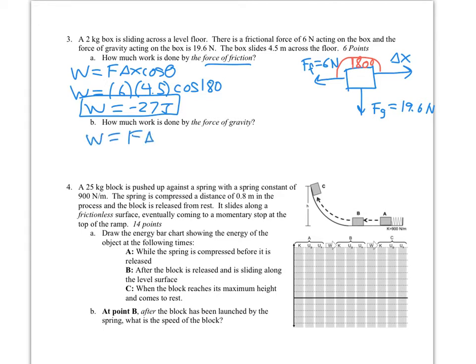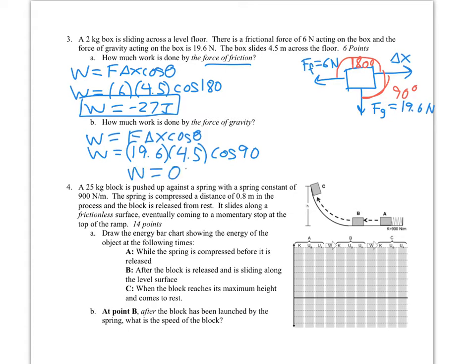We can do the same thing for the force of gravity. Obviously we're going to use the force of gravity, which is 19.6. Displacement is still 4.5, but the angle is going to be 90 degrees now. And we see that looking here, there's our 90-degree angle. And that makes sense because as it goes across the floor, gravity is not going to add or take away from its energy, and that's really what work is, the change in energy from that force. So it makes sense that there's no work being done by the force of gravity here.